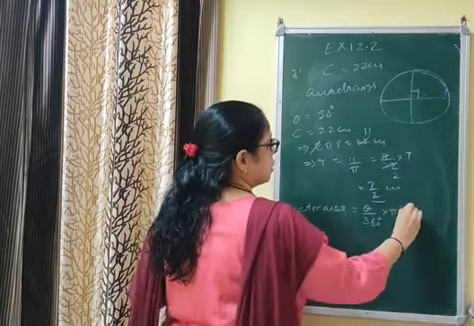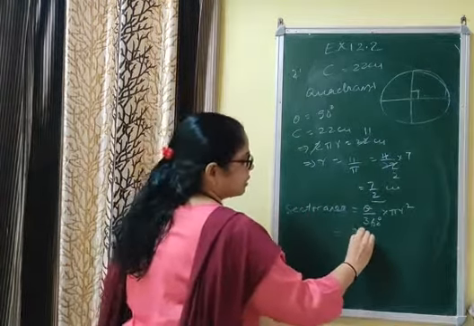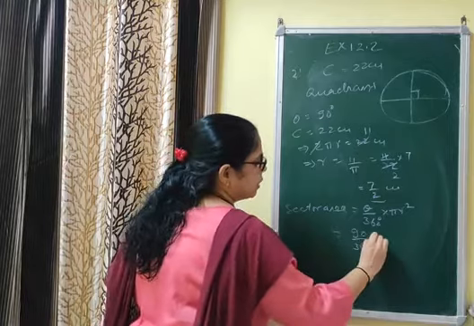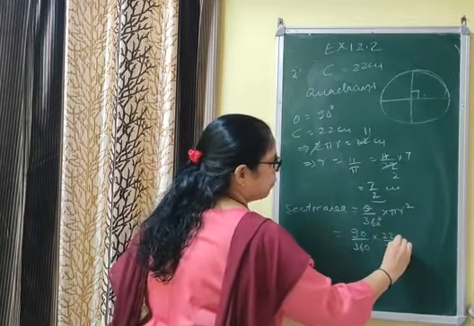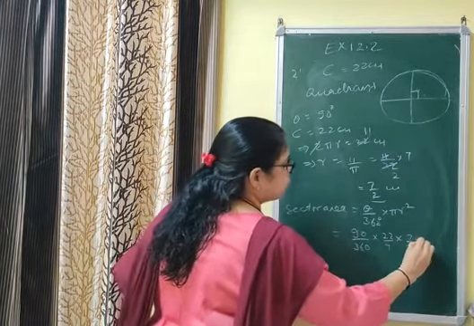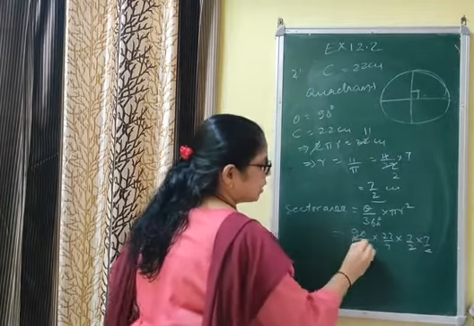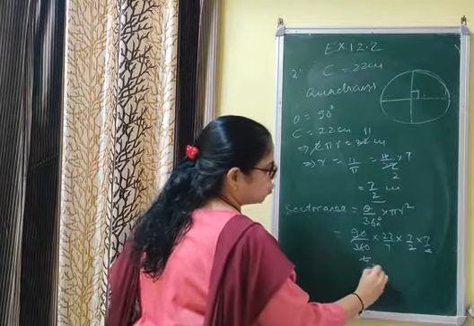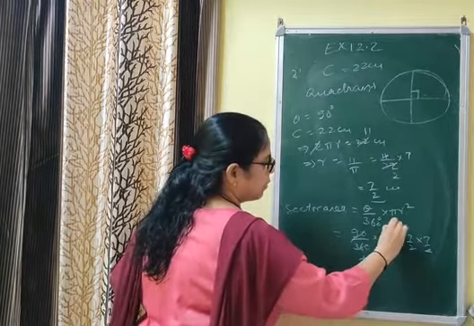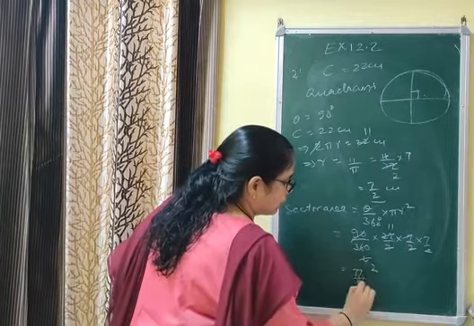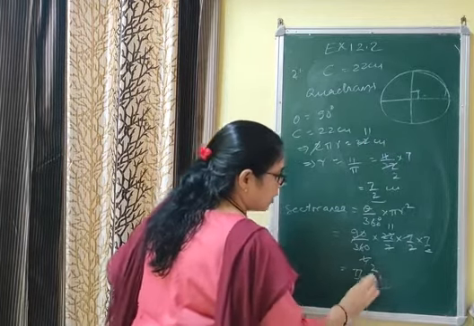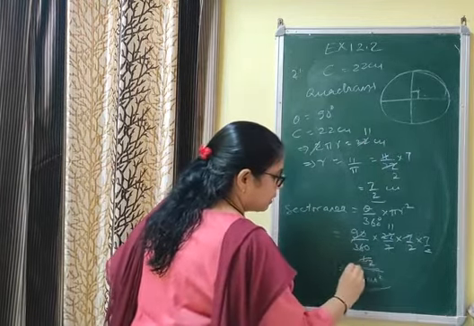Theta by 360 into pi r square, that is 90 by 360 into 22 by 7 into r is 7 by 2 into 7 by 2. This is getting 4 times cancelled, that is 2. This is 11. This is getting cancelled, that is you are getting it as 77 by 8 centimeter square.